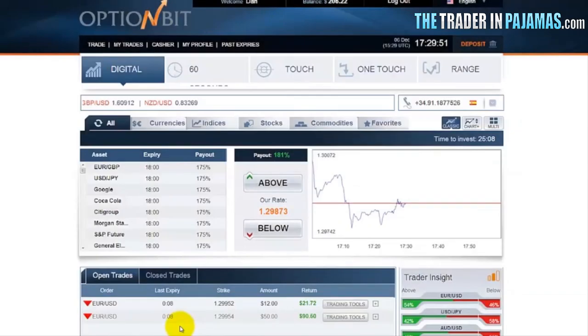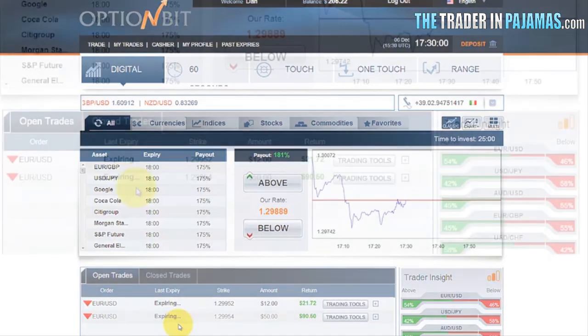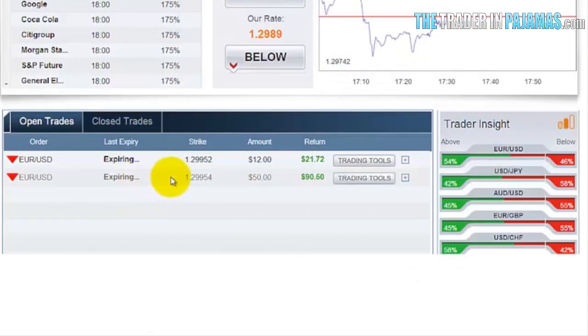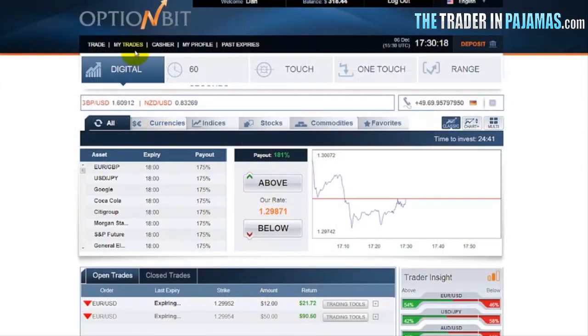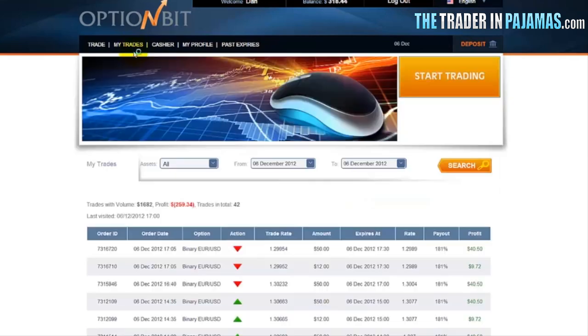All right, we're back half an hour later, and I've opened 2 more trades, and these trades are about to expire. Again, we'll wait for the time to count down and watch for the return to show up there in green. All right, now notice I've gotten a return of $21.72 and $90.50 on these $12 and $50 trades, respectively. So the majority of traders were right yet again. Let's click on My Trades up here to show you how these trades have come in.